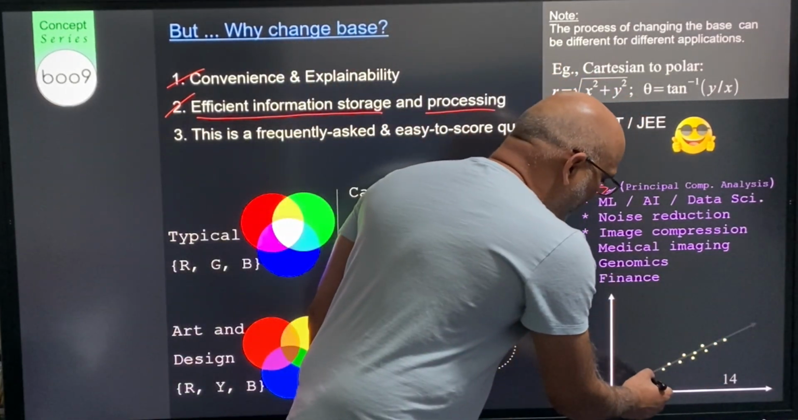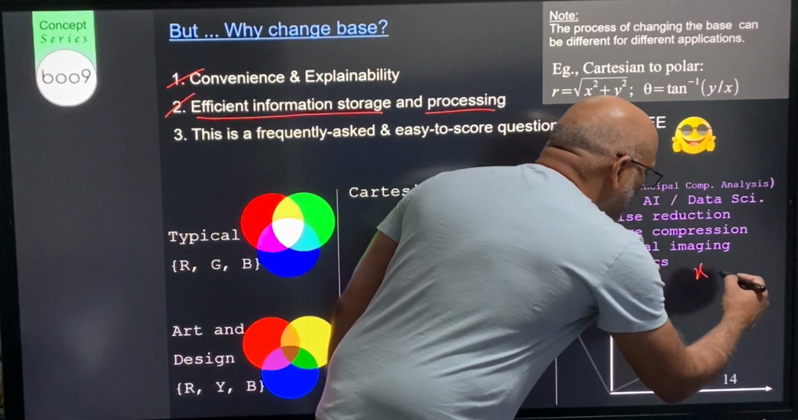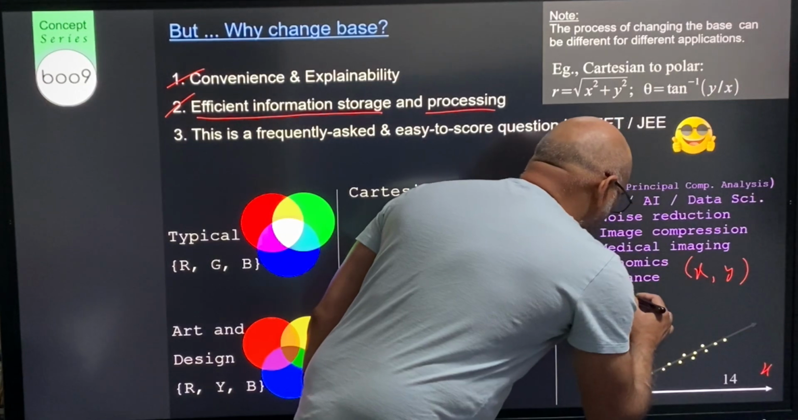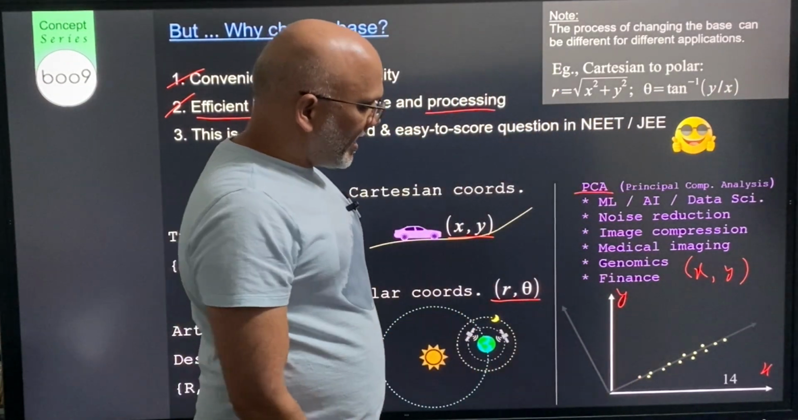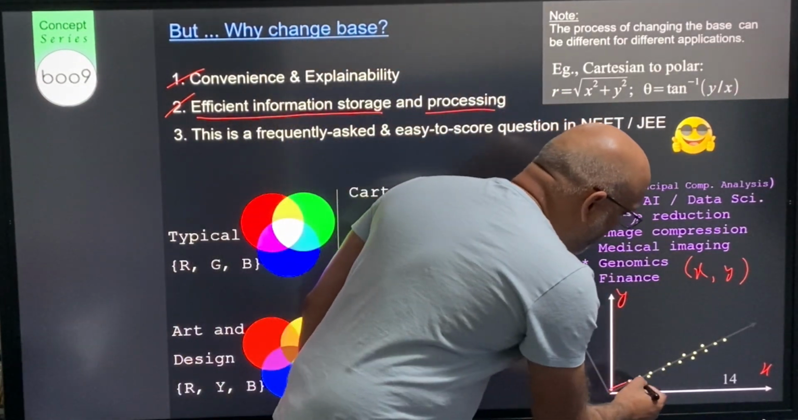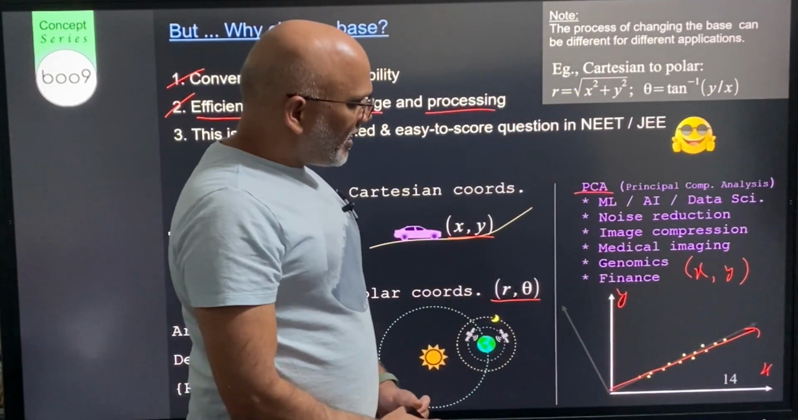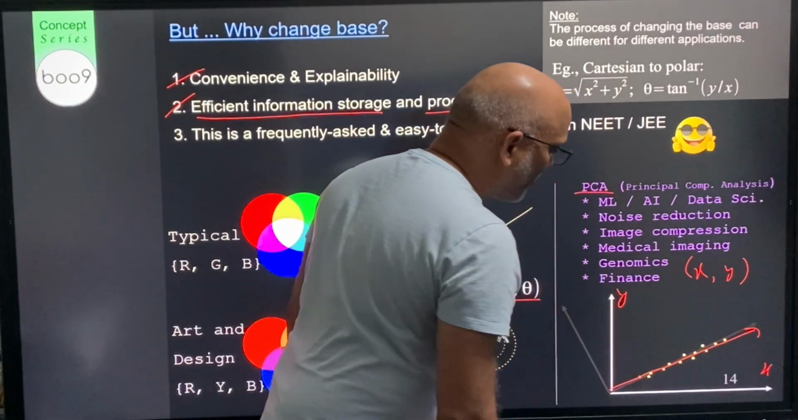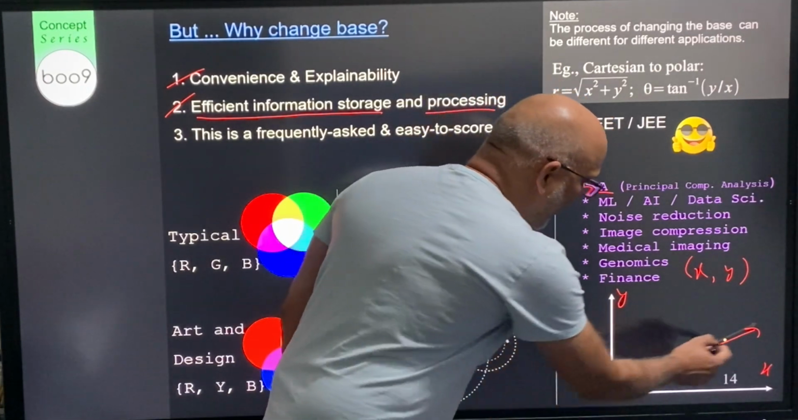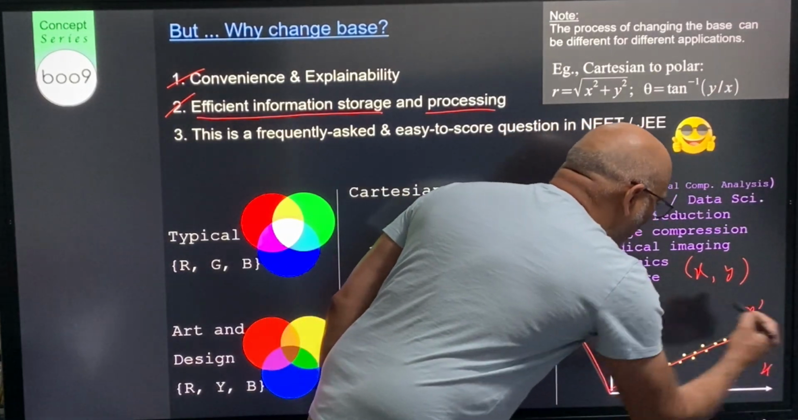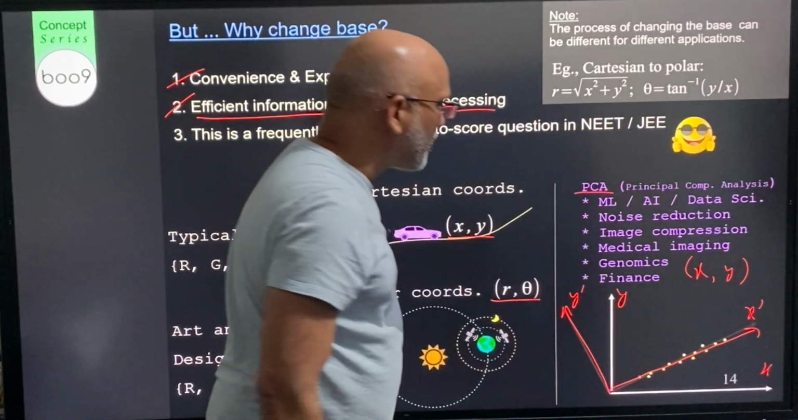Now to store each point, I need two numbers, x and y coordinates, right? So this is my x, this is y. But if you look at this data, this lies mostly on a straight line here. So then I can say, instead of using x and y as my base or coordinate system, I can use this line and this line instead. Let me call this x prime and this y prime.